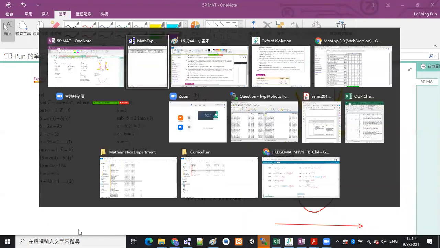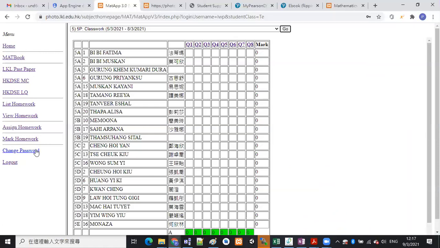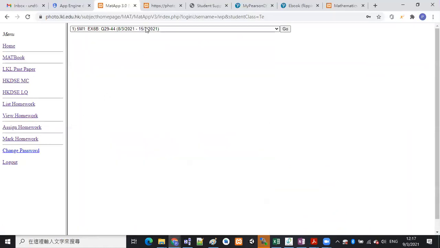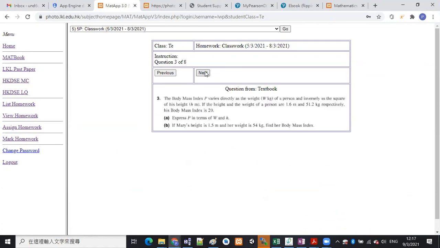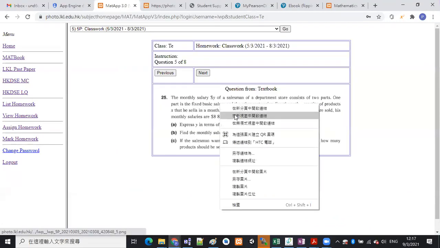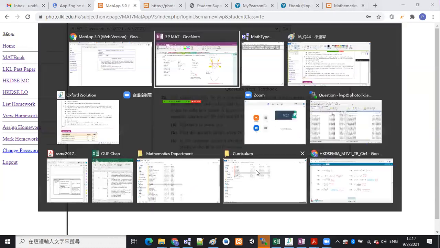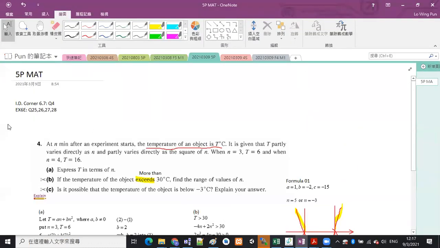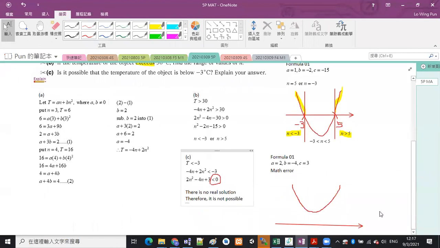And the next one will be the exercise what? Let me see. Exercise 7E. Question number 25. Is it 7E? 6E. Question number 25.